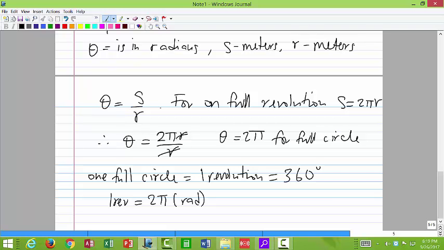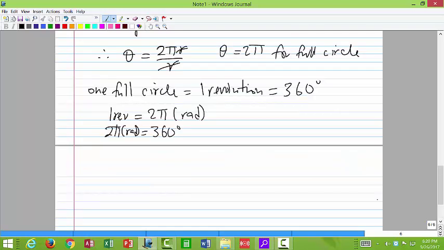And then we can say that 2 pi radians is equal to 360 degrees. And of course, we can also say that one revolution is equal to 360 degrees. So this gives us a way to convert between degrees, radians, and revolutions. Our angular position is in radians, and the radian is not a true unit, so we'll just say radian. We will not use a letter to represent radian.